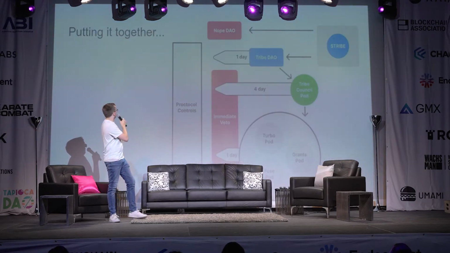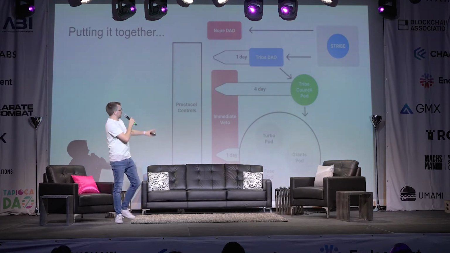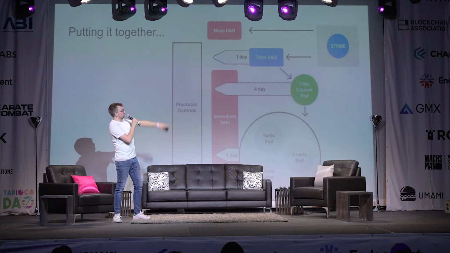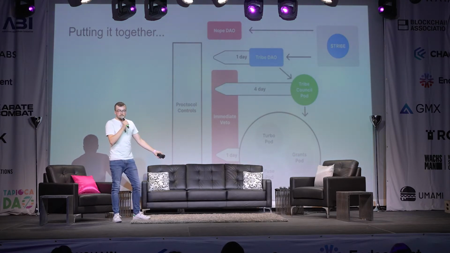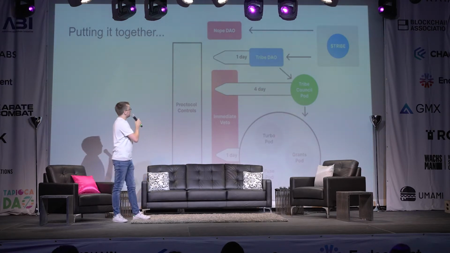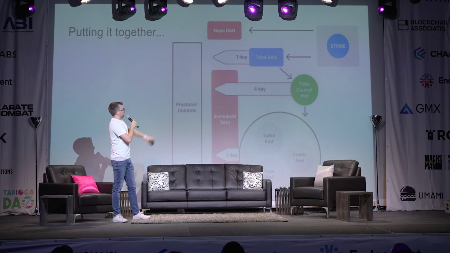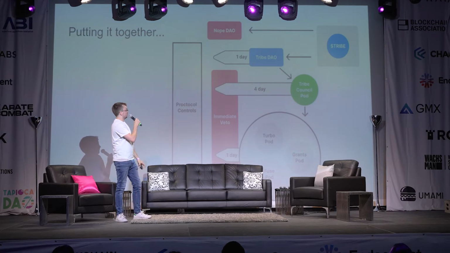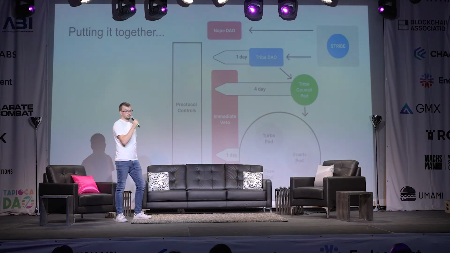So putting it all together, I don't know if you can see this whole schematic, but in the top right-hand corner, you've got the tribe token holders. These govern the DAO, and these govern the Nope DAO. You've got the tribe DAO. And then we deployed one pod to start with. Well, the DAO deployed one pod. It decided to enact a proposal to do this. And this first one was called the Tribe Council pod.